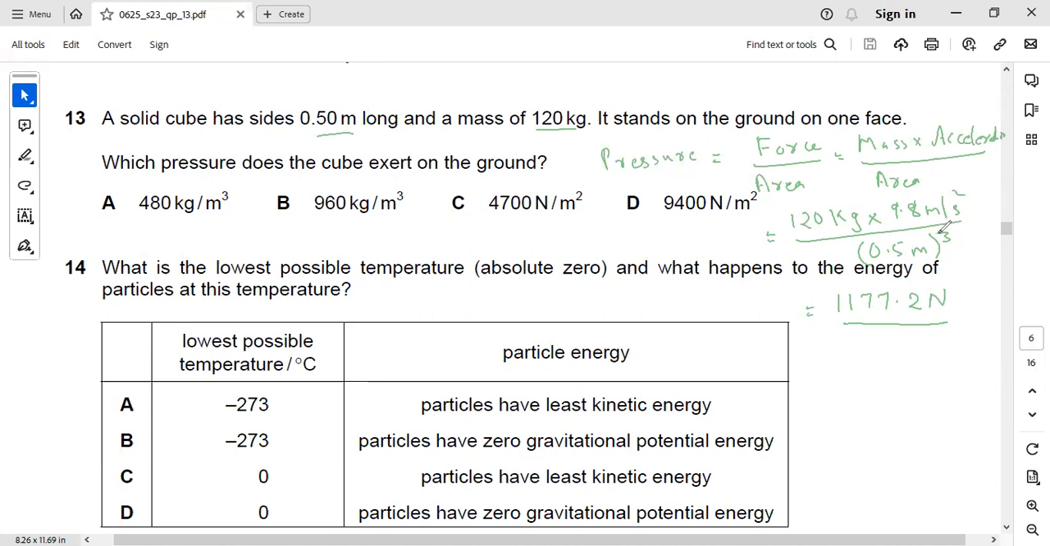Actually, this is not cube, sorry. It's square. So 0.5 square means 0.25 meters square. So by solving these two, we'll be getting 4708.8 Pascal, or you can write it as Newton per meter square. So comparing this, the right answer is C, 4700 Newton per meter square.